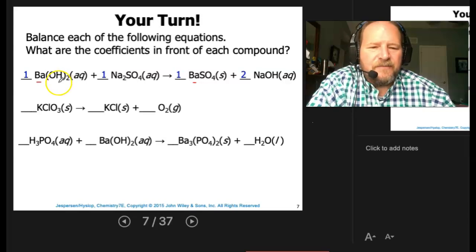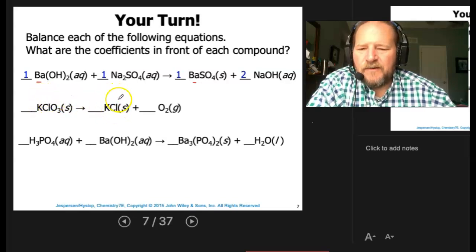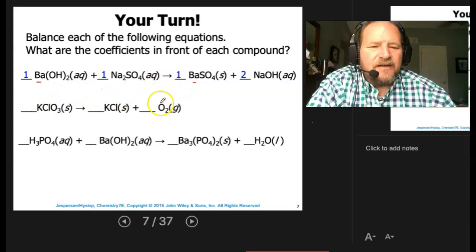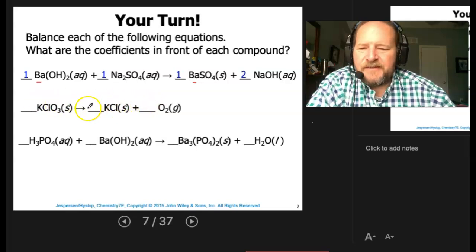All right, so I'll give another pause for the second one. And this time we have 1 potassium, 1 potassium, 1 chlorine, 1 chlorine, 3 oxygen, 2 oxygen. And so right away, the only way I'm going to get those two to match up is going to be 3 to 2, right? So the common factor here being 6. So we'll put a 3 in front of the O2. And then we're going to put a 2 in front of the KClO3.